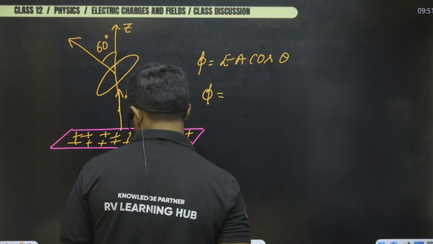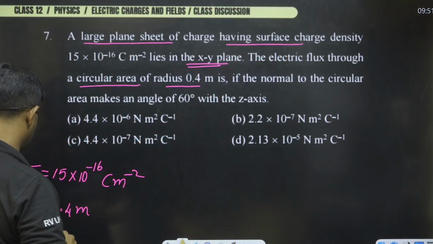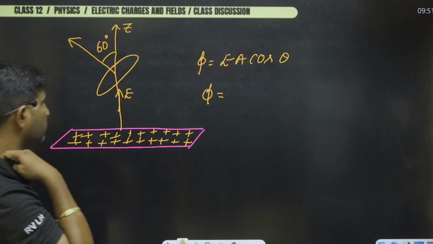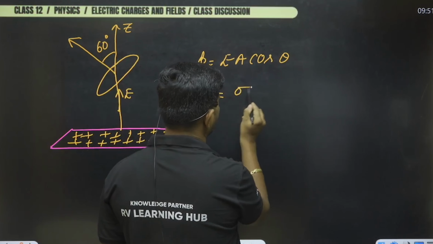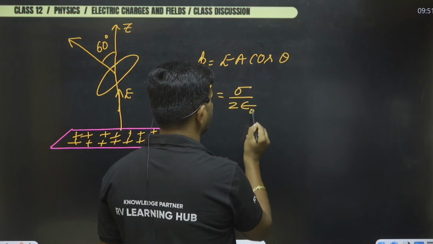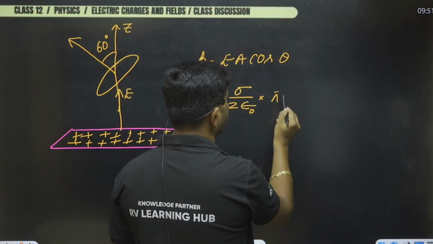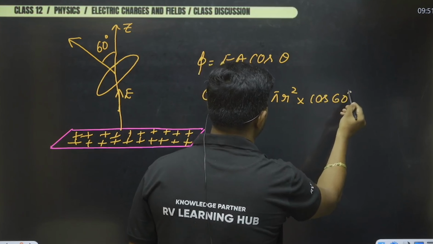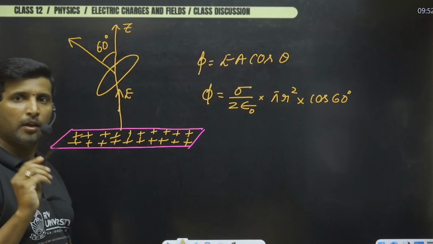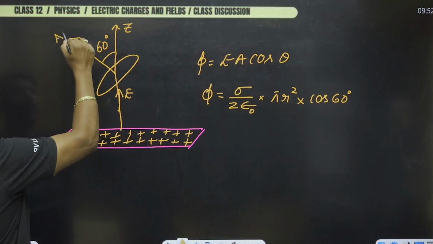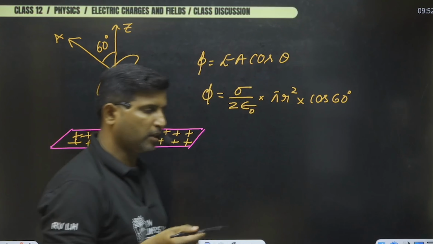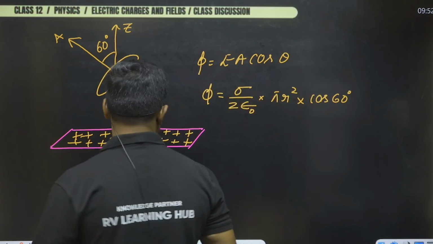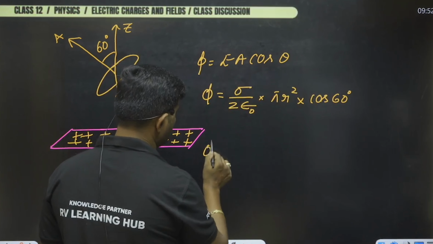Therefore, flux is equal to the electric field E. We have to calculate that, because since it is a large plane sheet, E is sigma by 2 epsilon naught, into area pi r square, into cos theta, where theta is 60 degree. Normal always represents the area vector. Area vector is always represented by the normal. Anyway, both are one and the same. So now substitute the values, you will get the answer.